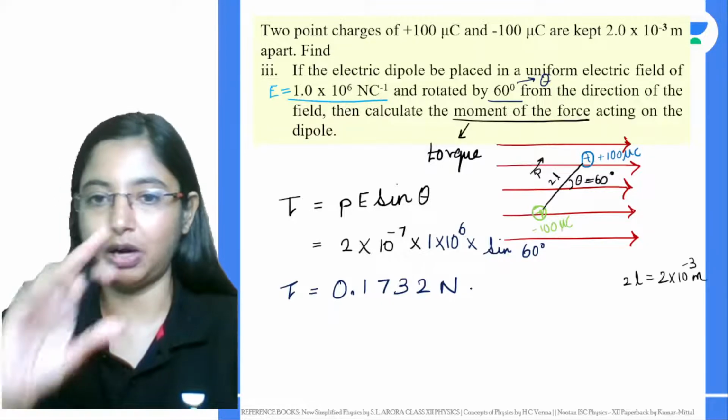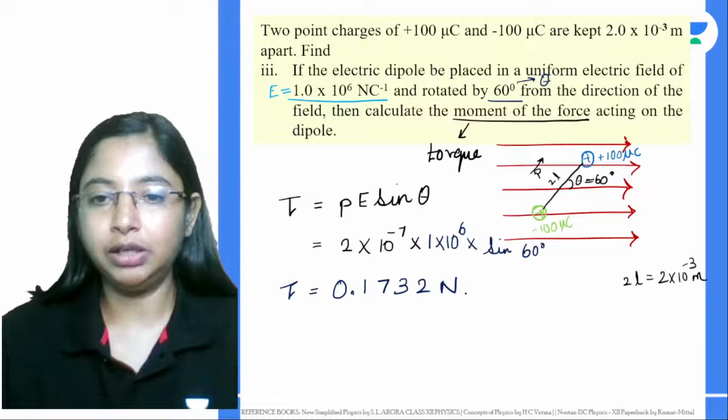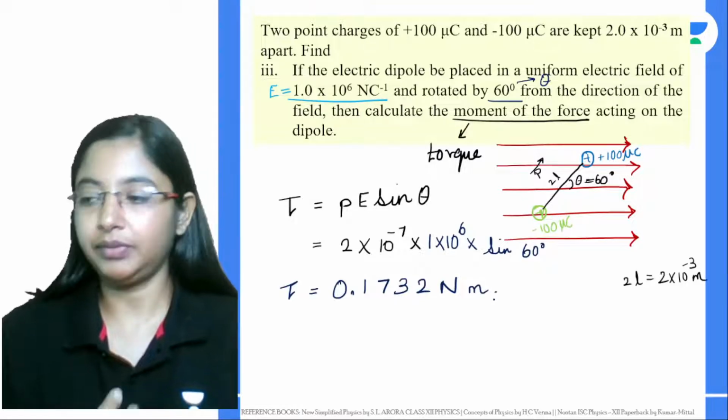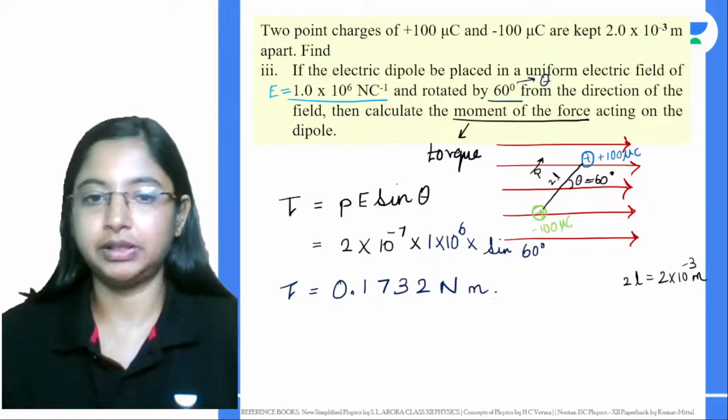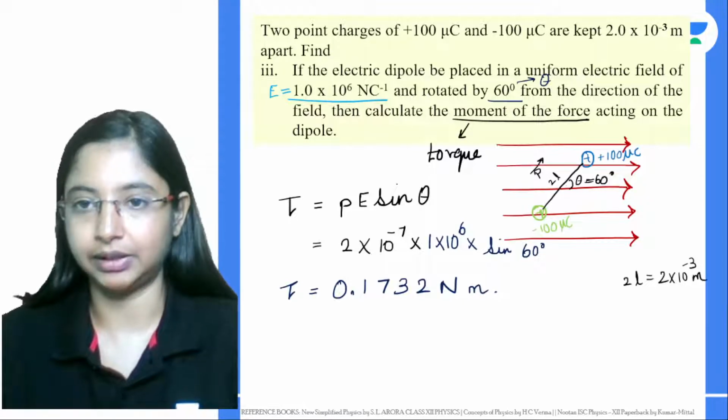Torque is basically given by force times how much displacement, how much it is getting displaced. Force times distance, so Newton meter. This is the force acting on the dipole kept in a uniform magnetic field.